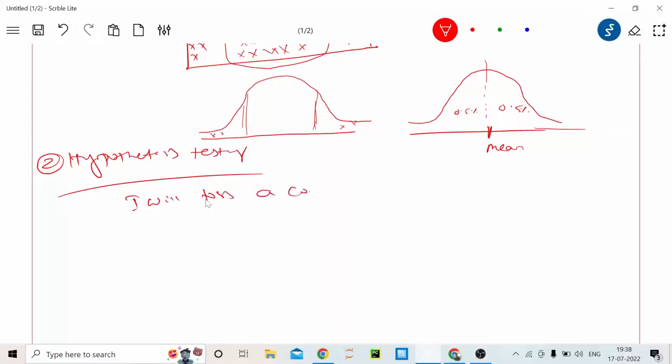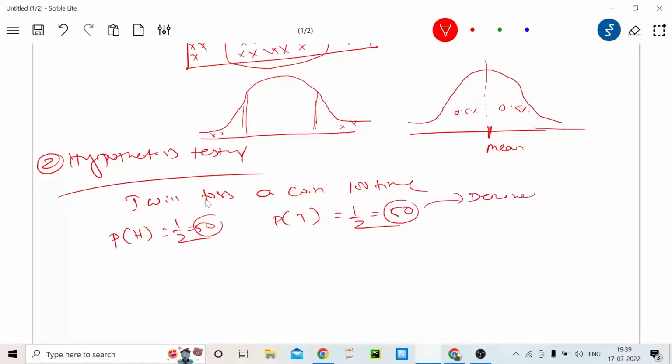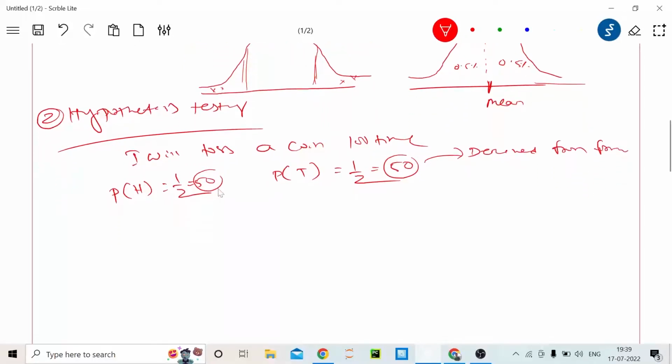let's say I toss a coin 100 times. What is the probability of head? It is half. The probability of tail is half. As I am tossing the coin 100 times, the expected number of heads is 50 and of tails is 50. It is derived from a formula. If I draw a distribution, it will look like this.